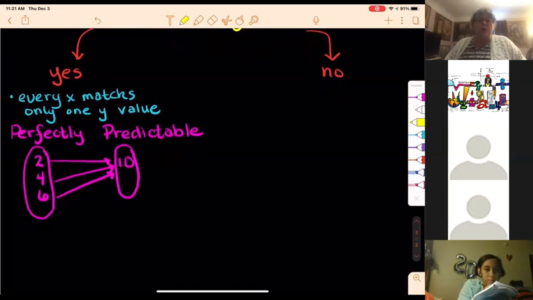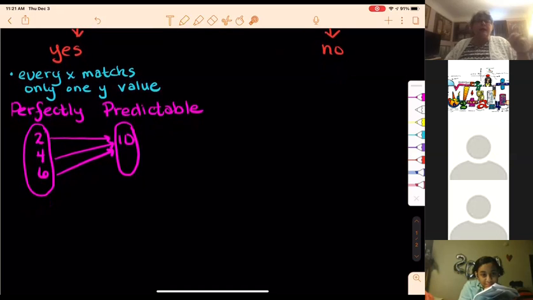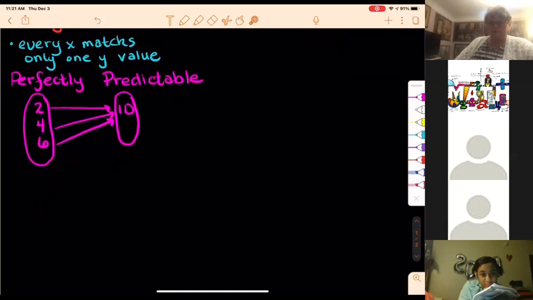Now, in this one, the y value gets repeated, but that's kind of okay because every one of these x's only matches with 10. This x that's 4 would only match with 10. This x that's 2 would only match with 10. Okay? Let me give you one more example.